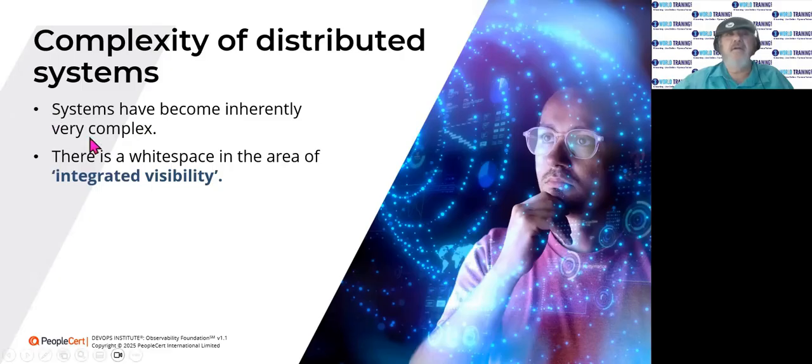And there's, if you like, white space in the area of integrated visibility, meaning if you have systems interconnected, and if you don't have visibility on how they're interconnected and how they're ordered and what the functions are, it may become difficult to visualize how these things are integrated, especially in real time in a real operating service.